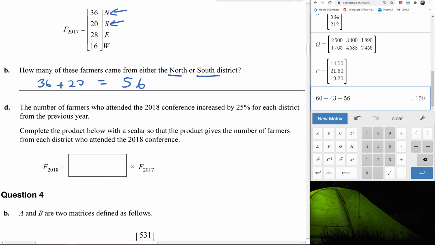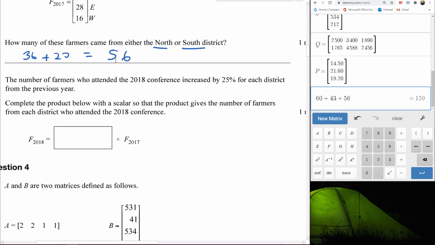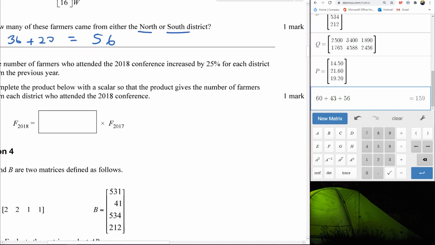The number of farmers who attended the next year, which is 2018, increased by 25%. So there's been a 25% increase for each district from each year. Complete the product below with a scalar so that the product gives the number of farmers from each district who attended in 2018. So if you want to increase all of these by 25%, remember the principle: when you multiply any number by a decimal, if it's a decimal number higher than 1, it's going to increase. If it's a decimal number below 1, it's going to decrease.